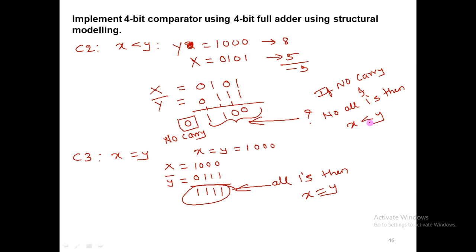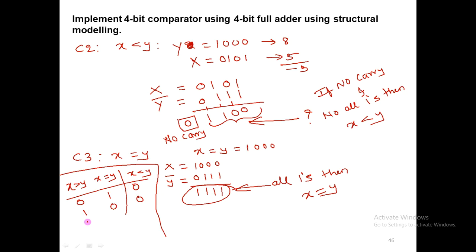Okay. So very simple logic. For that purpose, we write a truth table here. The truth table is: we analyze x greater than y, we analyze x equal to y, and by that we can find out x less than y by default. Because if this is 0, if this is 1, this is 0. If this is 1, this is 0, this is 0. If both are 0, then it should be 1.